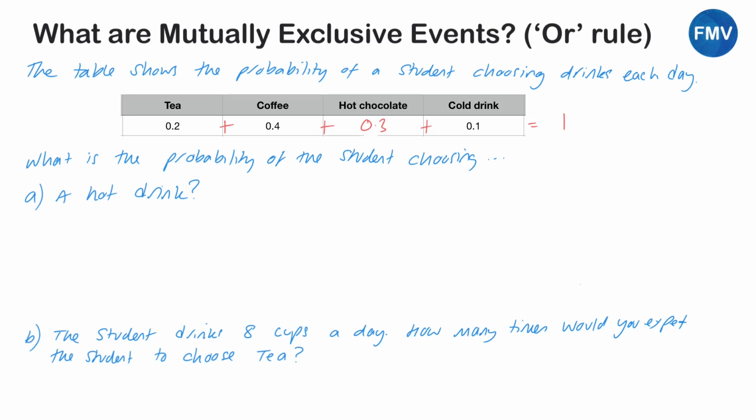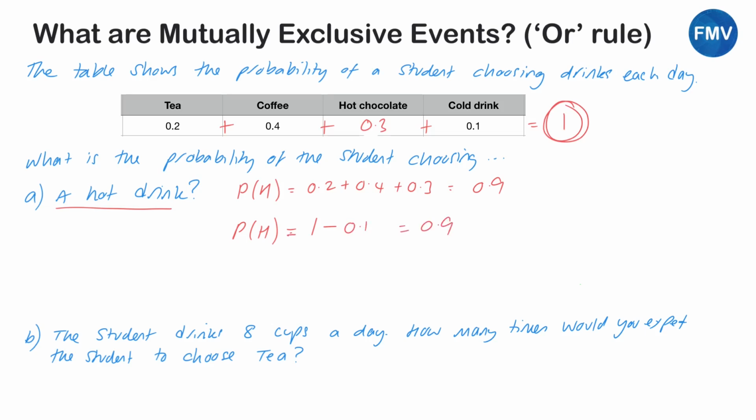So there are two ways of dealing with this question here. What is the probability of a student choosing a hot drink? So we could add all the hot drink probabilities together. And if we do that, we'll get 0.9. Or what we could do, because we know all of the probabilities are out of 1, we could say it's 1 minus the chance of not getting a hot drink, which is 0.1, because that's the chance of getting a cold drink. And that still gives you 0.9. So two ways of dealing with that question.